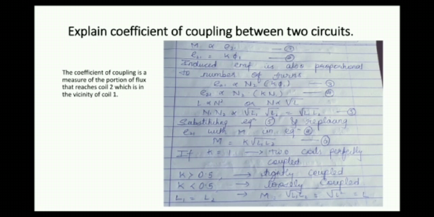If we consider K to be equal to 1, then the two coils will be perfectly coupled and M will be equal to under root of L1 into L2. If K is greater than 0.5, the two coils are tightly coupled. If K is less than 0.5, the two coils are loosely coupled. If L1 equals L2, then a coil with self-inductance L is coupled to itself with mutual inductance M equals under root of L1 into L2 equals under root of L square equals L.